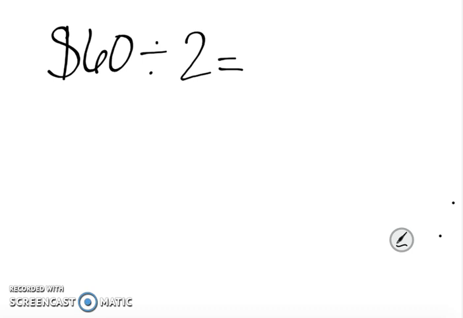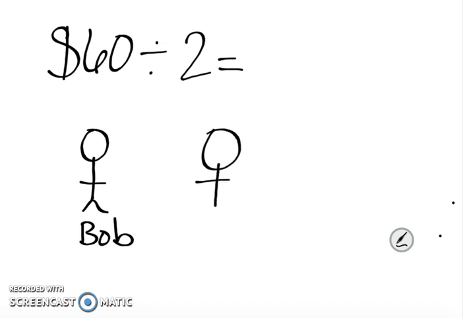So I'm going to think about giving my money to 2 people. Okay, so I have my $60. I want to split it between 2 people. So here's my first person. Hello, Bob. Here's my second person. We'll call her Carly.